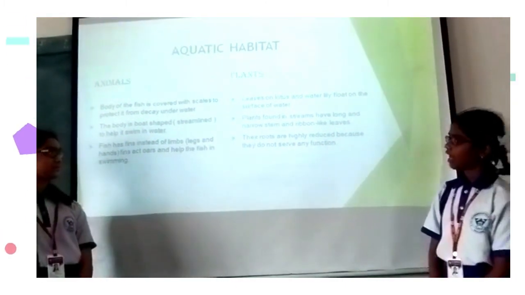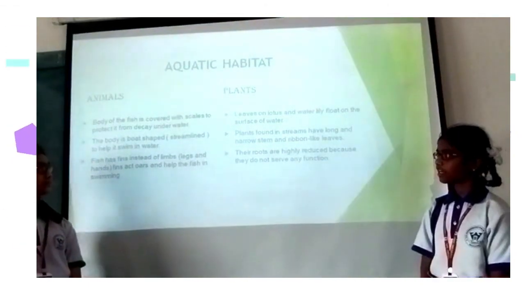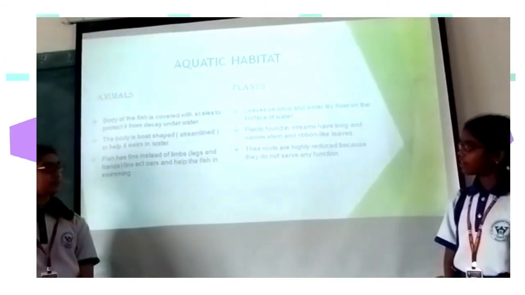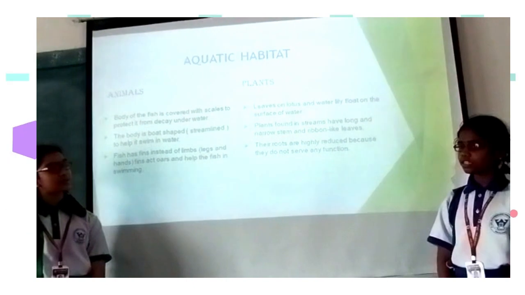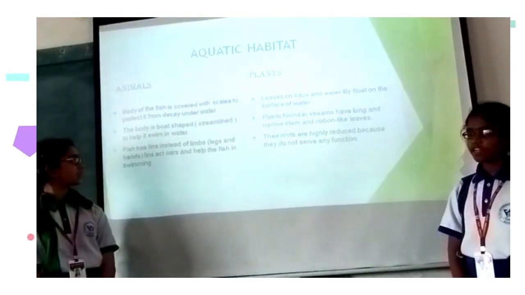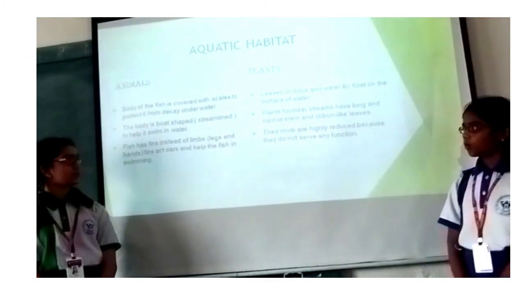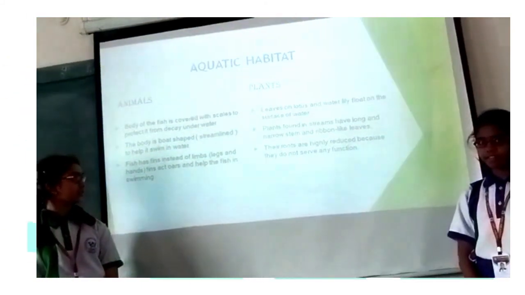Aquatic habitat. Animals. The body of the fish is covered with scales to protect it from decay underwater. The body is boat-shaped to help it swim in water. Fish have fins instead of limbs, legs and hands. Fins act as oars and help the fish in swimming.